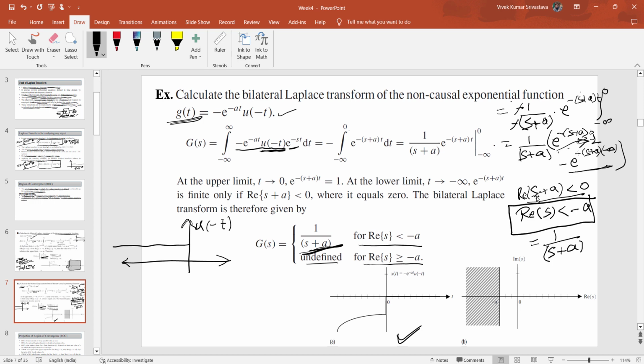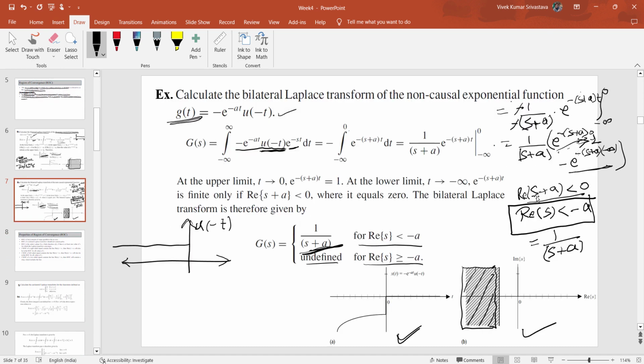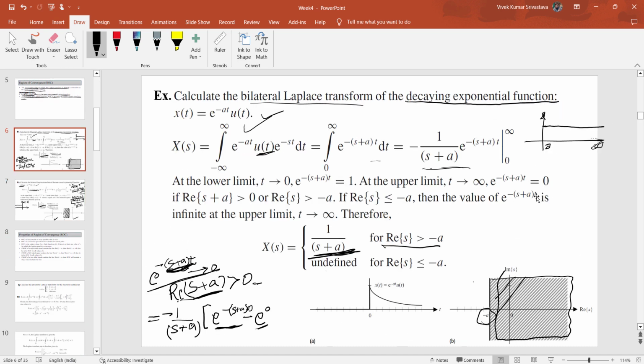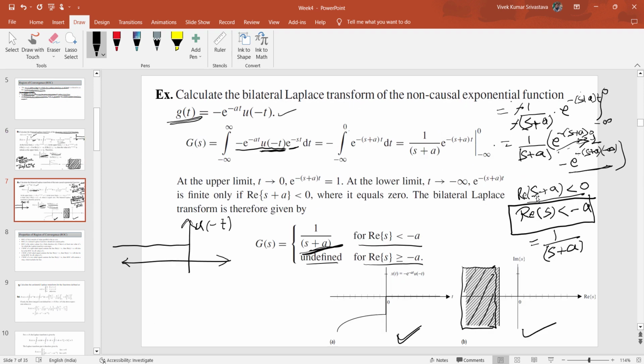Here the region of convergence is plotted. So the range of values of s over which this Laplace transform is defined is this one, whereas in the previous solution the region of convergence is this one. So that's how we can differentiate between the Laplace transform of these two signals, which are defined here in the examples. I hope this example is clear to you, and if you have any doubt then please ask.